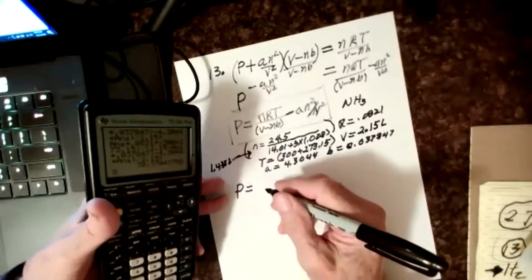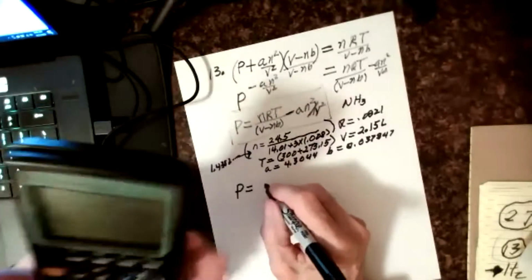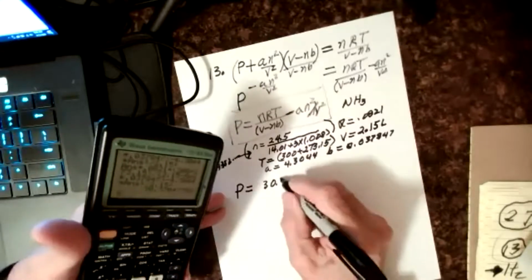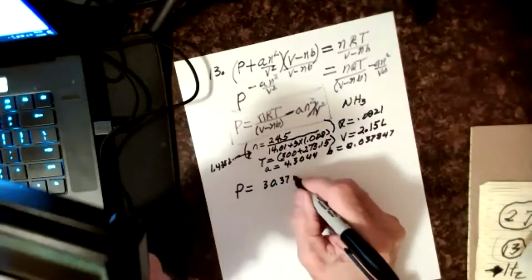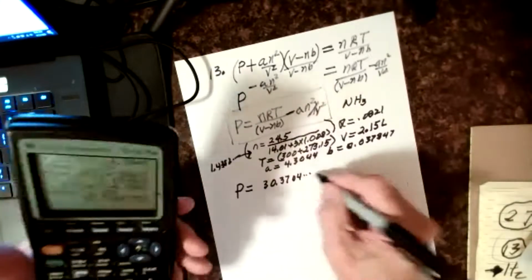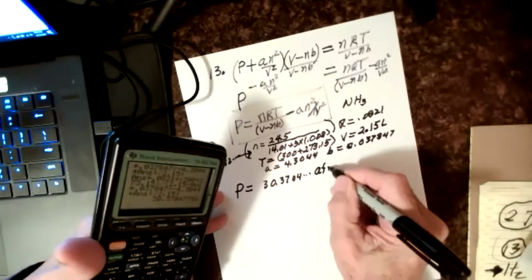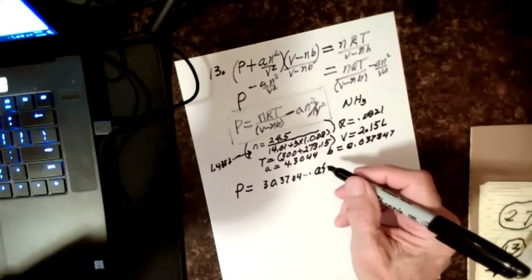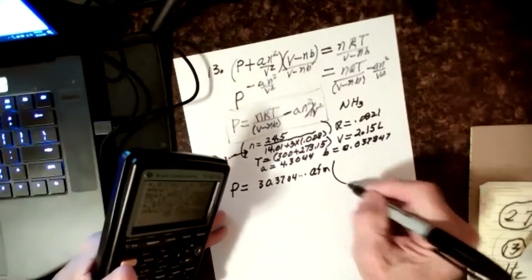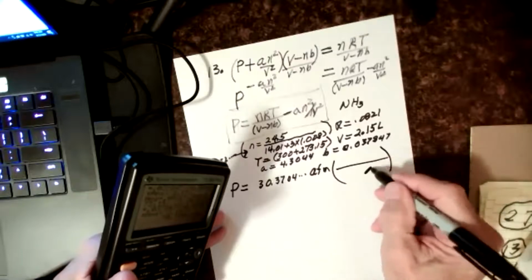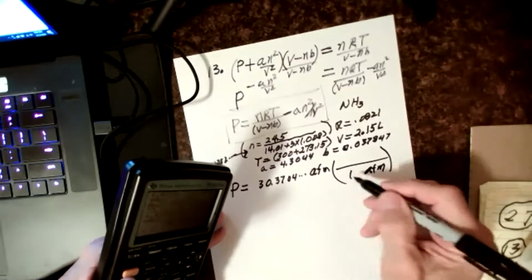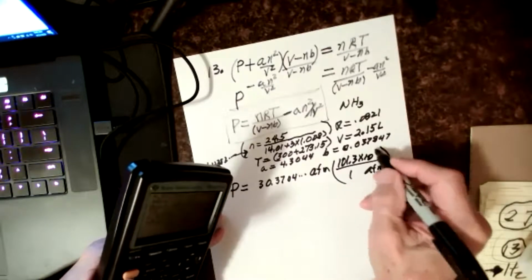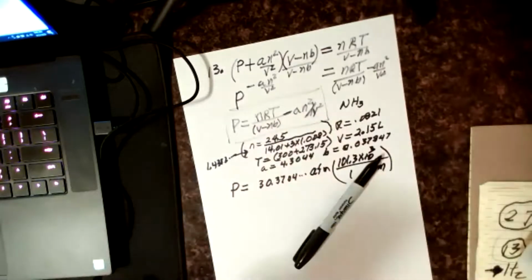So what I've come out with is 30.3704, whole bunch of digits. That should be in atmospheres. And I'm seeing the answer given in pascals. So I'm going to convert from atmospheres. 1 atmosphere is 101.3 times 10 to the third. Yes, you need to see the screen again, don't you?